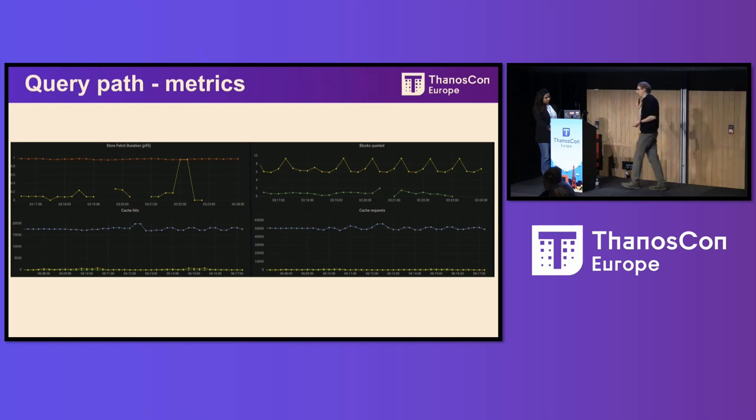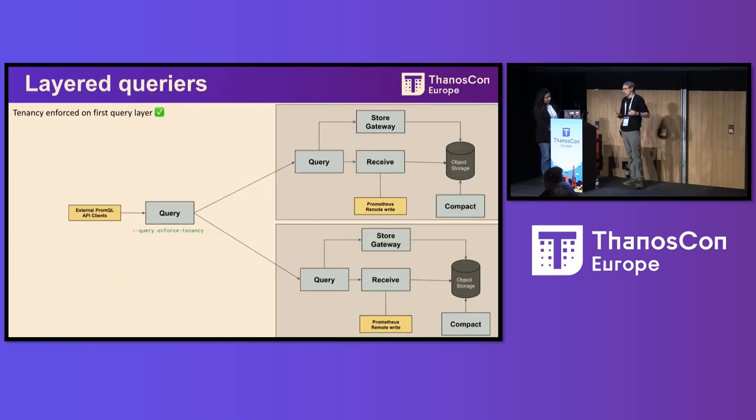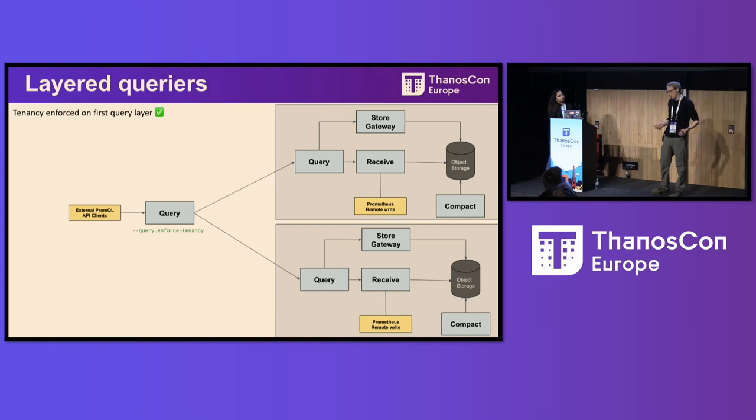Great. So just a couple more things on the architecture when you're setting this up. If you have layered queries, it's important to know where we're actually enforcing the tenancy. Basically, the thing to remember is that we are just enforcing tenancy on the first level querier, which is hit by a prompt query, right? So like this, if we're enforcing it on the first querier there, it will work fine.